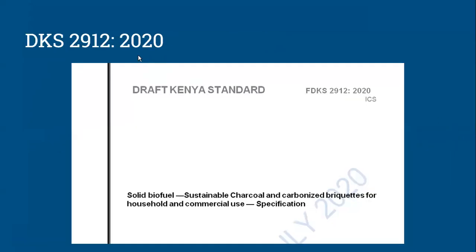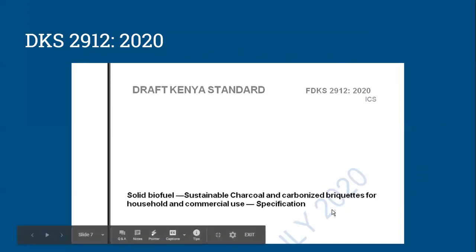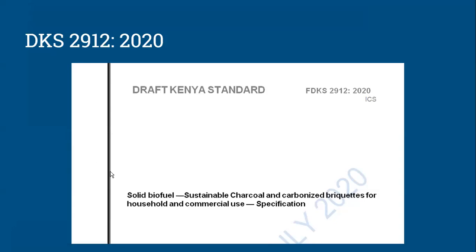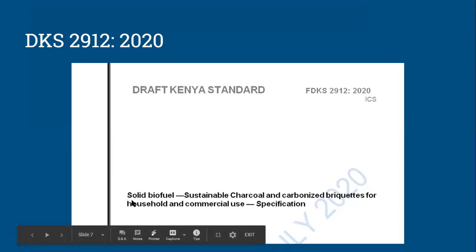So the standard that we're going to focus mainly on here is the new Kenya standard, which the title of that is DKS 2912-2020. Again, I think it'll become KS 2912 once it's out of draft form. So the title of the standard is Solid Biofuel, Sustainable Charcoal and Carbonized Briquettes for Household and Commercial Use.